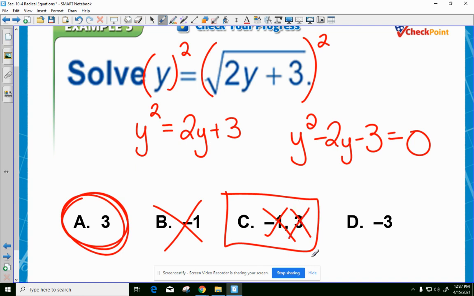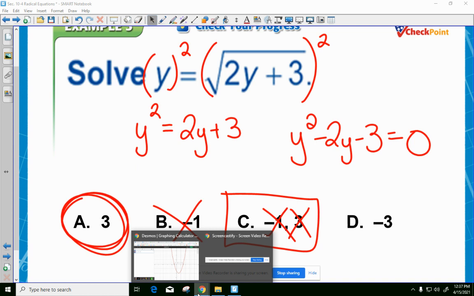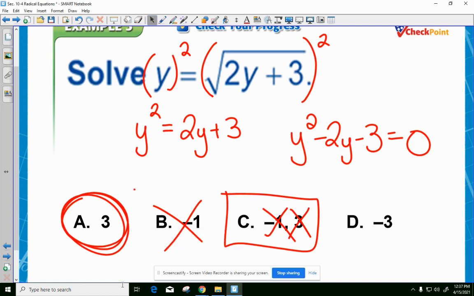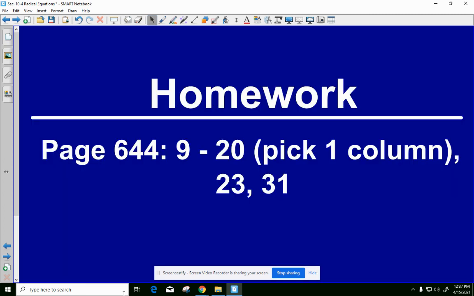Remember, when we came over here, you don't have to use both. Correct. Well, we don't know. Maybe we use both of them. Maybe we use one of them. Maybe neither of them work, right? The point is, when you are looking at radical equations, you have to make sure that you check your work. Plug them in and see which one works. All right.